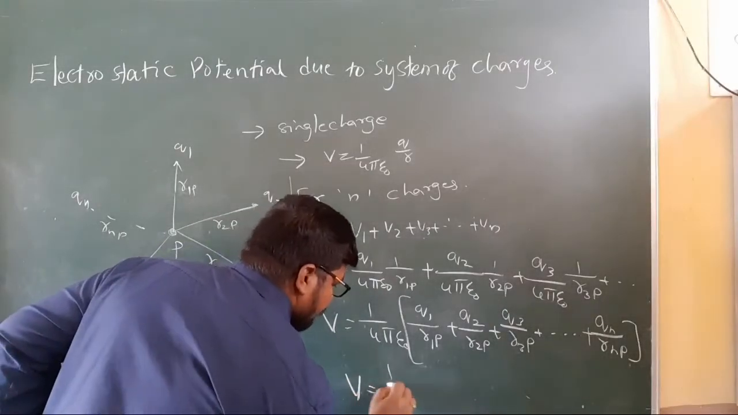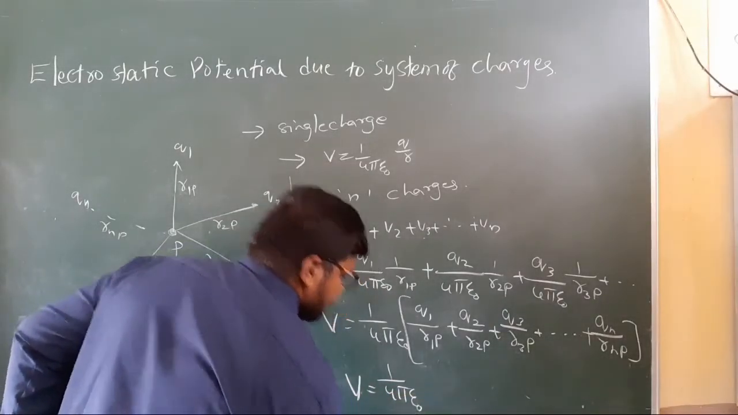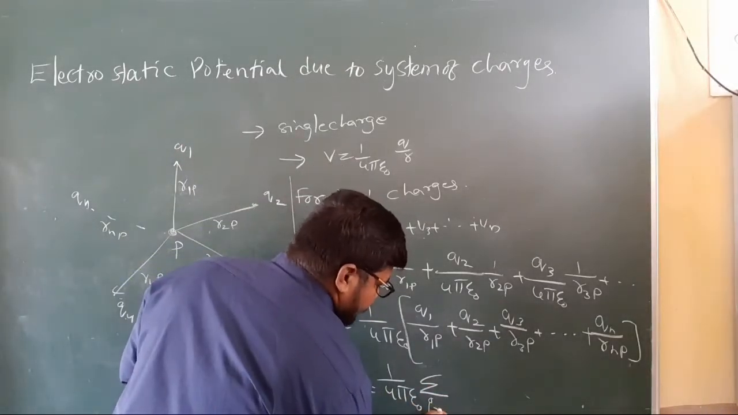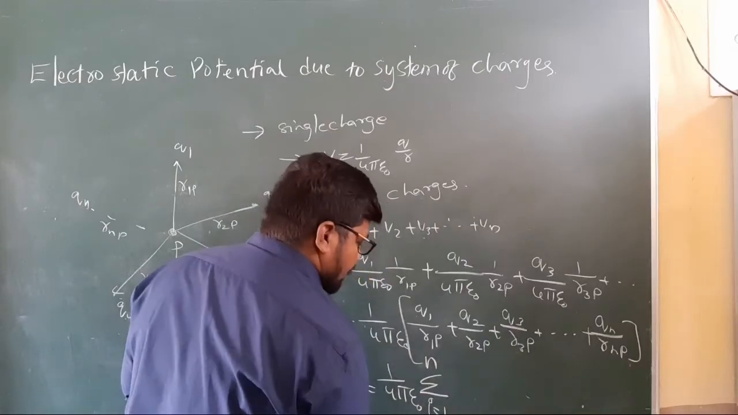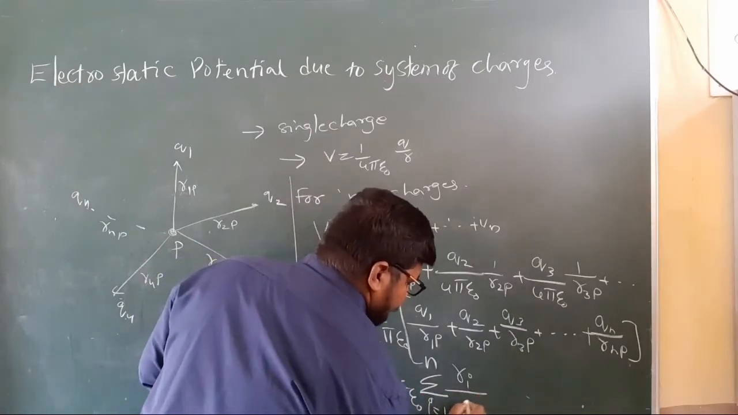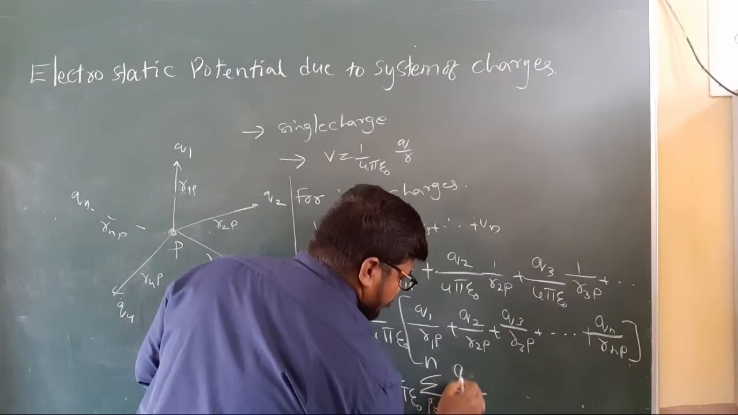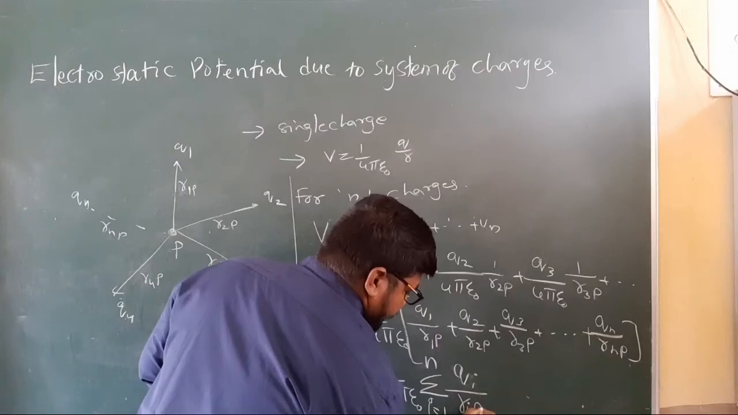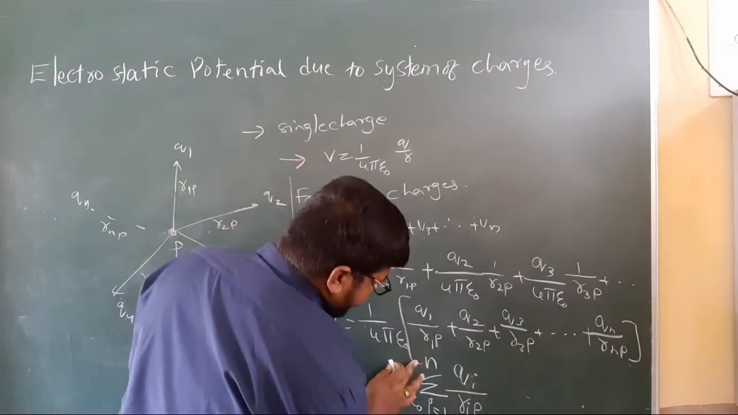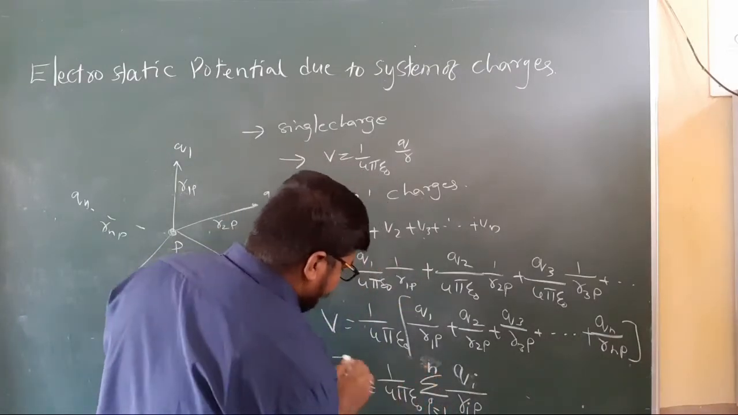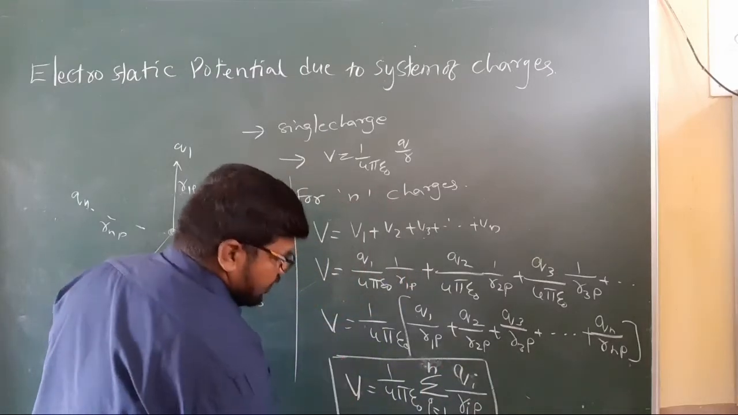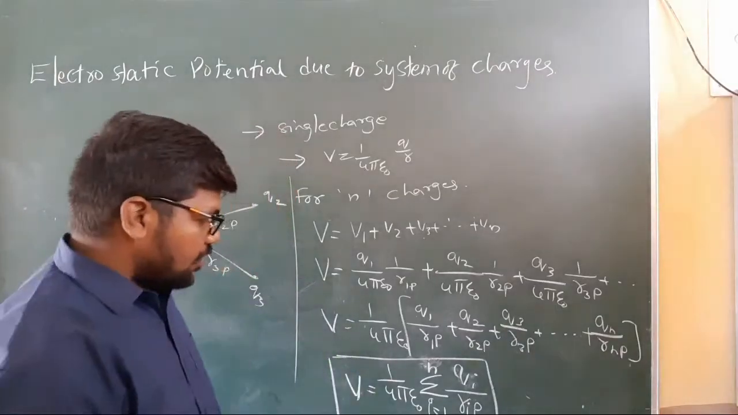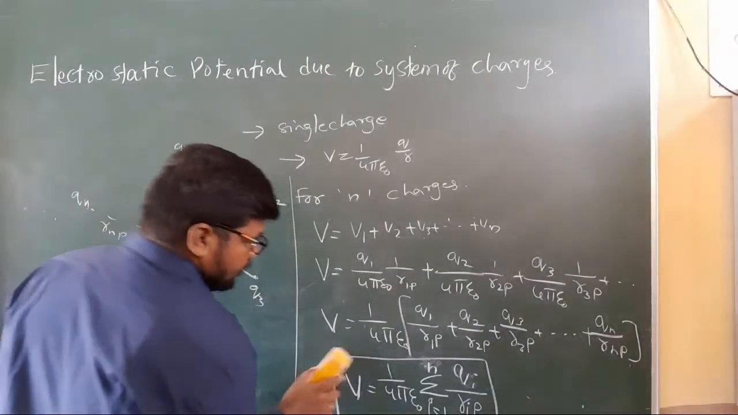We write this in the form of a summation: V is equal to 1 by 4 pi epsilon naught times the summation from i equal to 1 to n of Qi by RiP. So, my children, this is the required formula. This is the final formula.